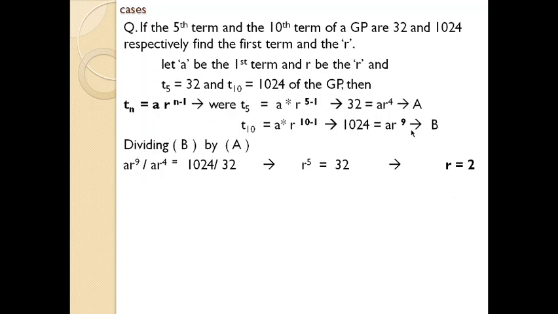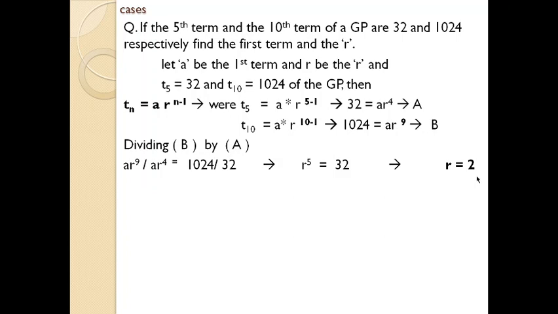Here a and a will be cancelled, that is the basic mathematical step we follow. And r^9 divided by r^4, we can cancel and you will arrive at r^5. Next, 1024 divided by 32 gives you 32. Finally, r^5 is 32. By taking the fifth root of 32, you will get r equal to 2.